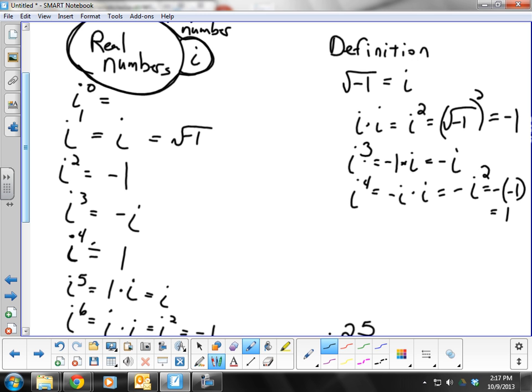Anything to the 0 power is always 1. You need to memorize that because that's another one they like to put on the ACT test. Anything to the 0 power is 1. It does not matter what they raise to the 0 power.